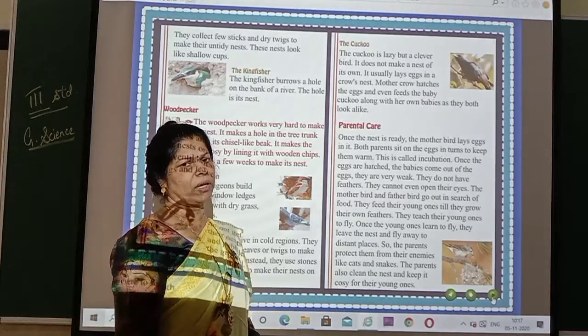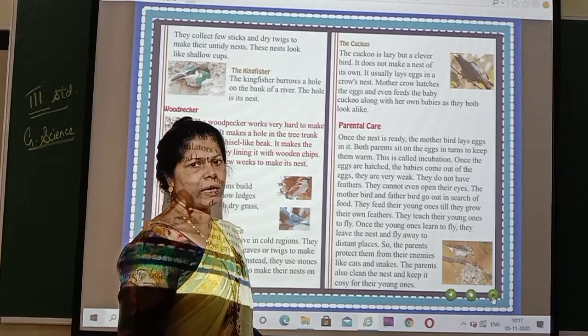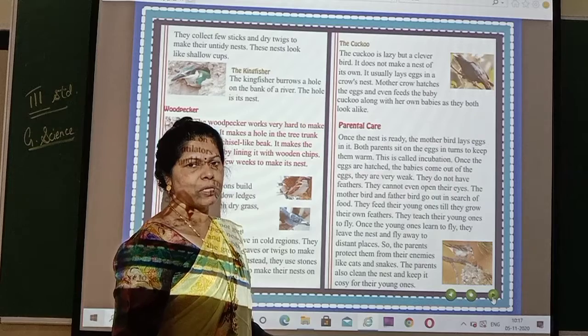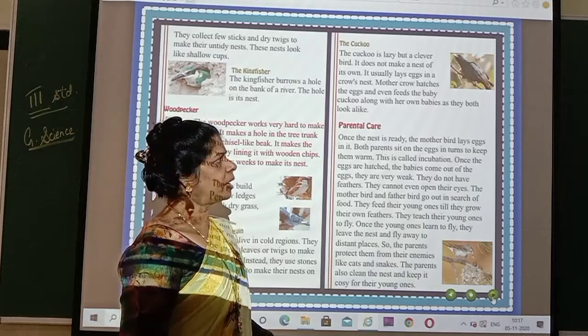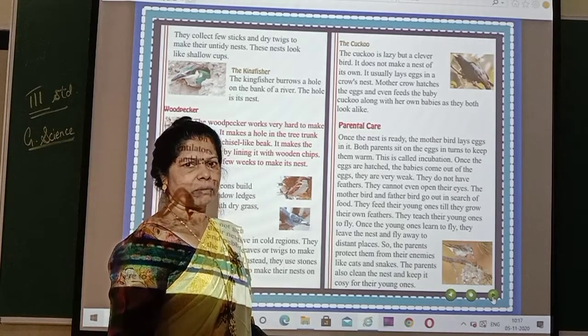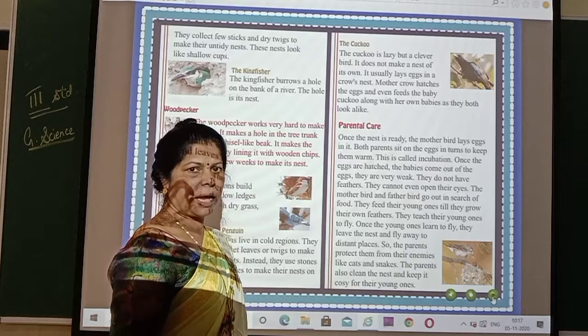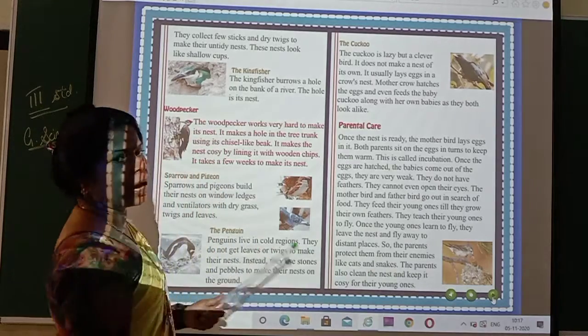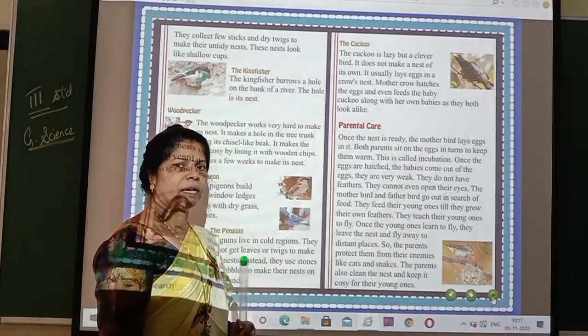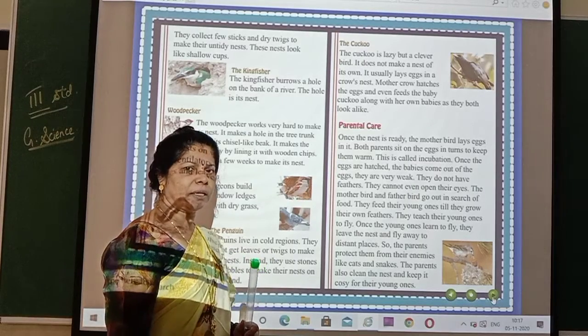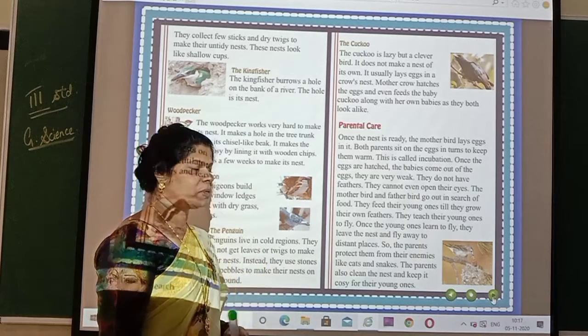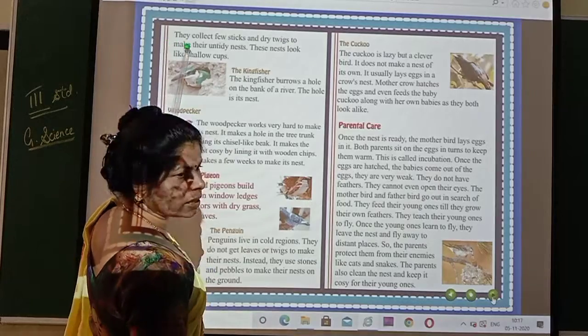Already in the previous class you have learned about nests, isn't it? Nests are nothing but the houses of the birds, and they use different materials and construct this nest in different areas. Now, I was telling you about the vulture and the eagle. Where do they construct their nest? It is on the tree tops. So, continuing with that, we will see now.